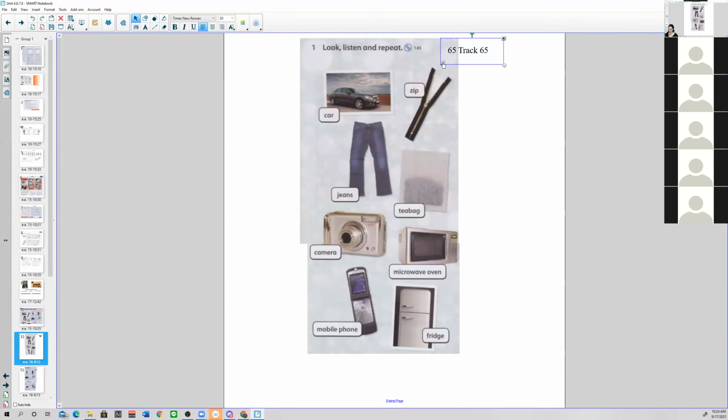Tea bag. Tea bag. Good. Camera. Camera. Microwave oven. Microwave oven. Mobile phone. Yes, mobile phone, or a cell phone. Fridge. Fridge. Good.